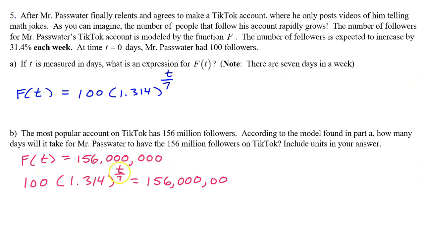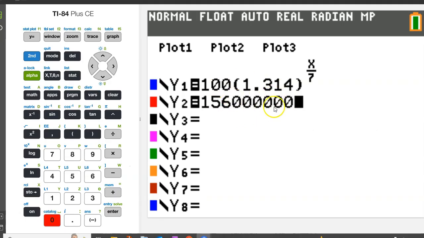Anyway, so that means we are looking for the solution to this equation. We can do it in 2 ways. We can use the solver on the calculator, or we can graph and find the intersection point. I'm going to graph first. To solve by graphing, enter the left side of the equation as y1 and the right side as y2. It should look like this.